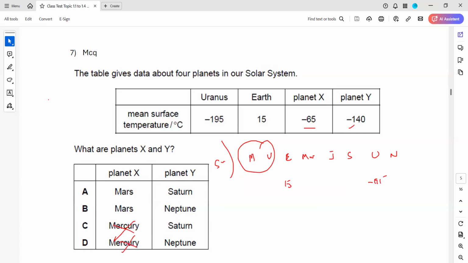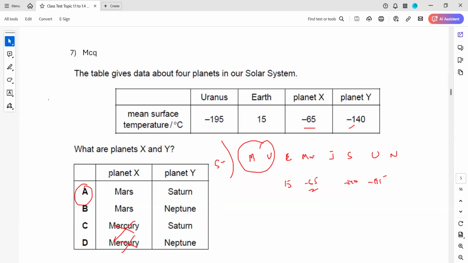So how can we identify if it was Neptune? If the planet was Neptune, then since the temperature of Uranus is minus 195, the temperature of Neptune should be much lower than minus 195, maybe minus 220 or minus 250. But this temperature is minus 140. So it means this should be before Uranus. It is minus 140 here, and then this one is Mars. So in A, planet X is Mars and planet Y is Saturn.